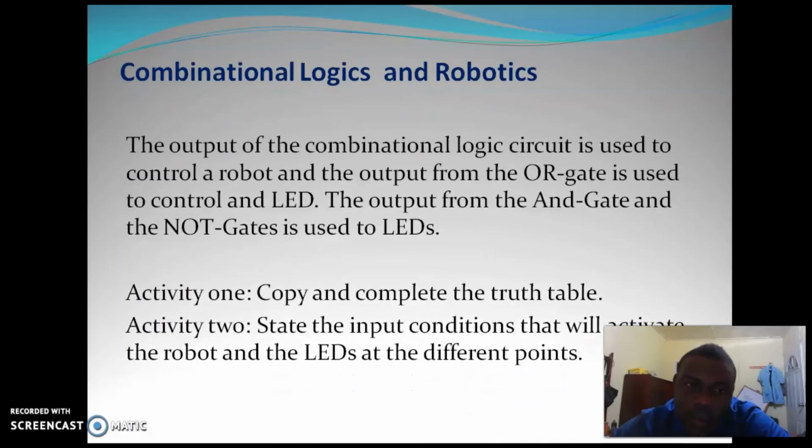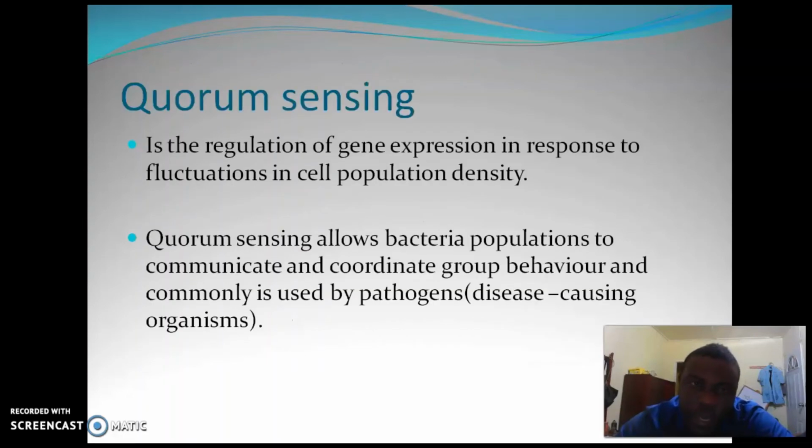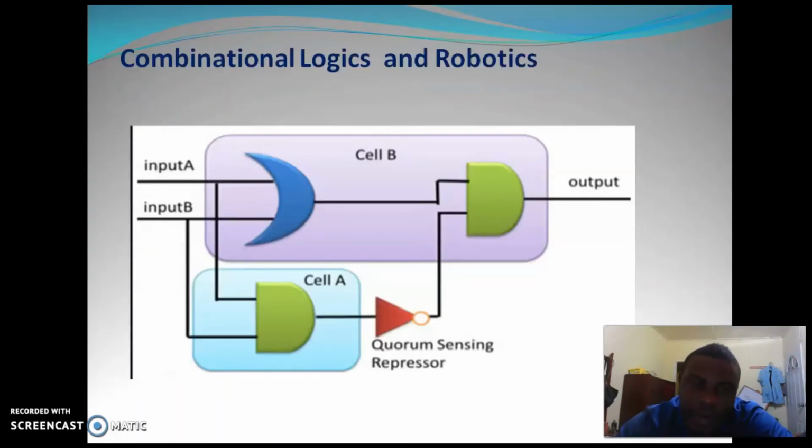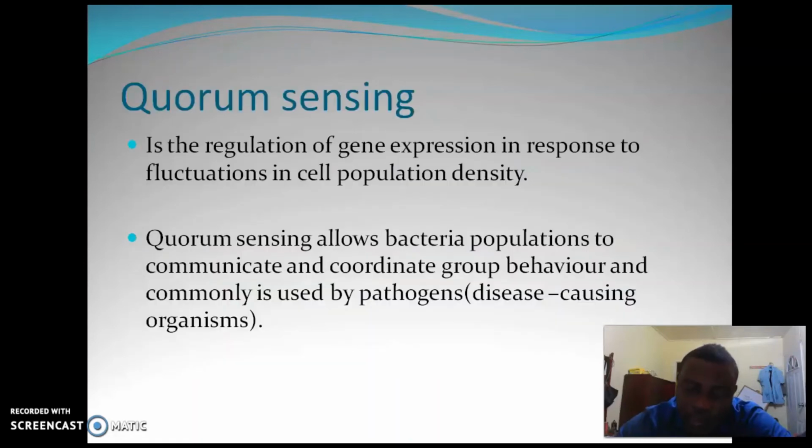So for this combinational logic circuit, the rationale in this activity is that the output of the circuit is used to control a robot. Or we could use the output to control an LED, a light bulb, or a power switch, whatever we wanted to control. And of course, in the combinational logic, we can identify the types of gates. There are two AND gates, a NOT gate, and an OR gate.